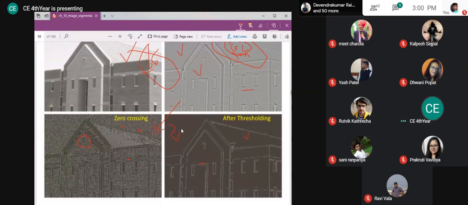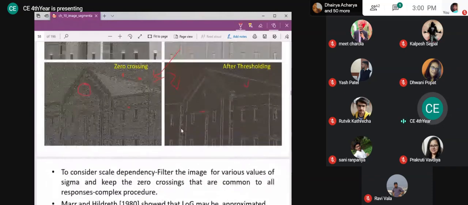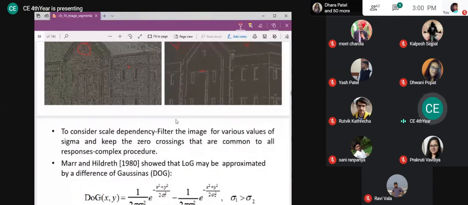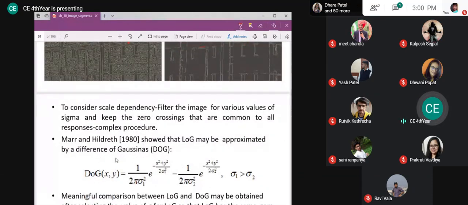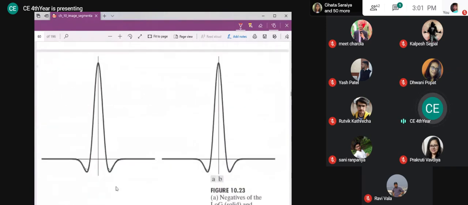So three steps: Gaussian, Laplacian, and zero crossing. One more point is that they further continued the research, and what they said is that it is not necessary to use LoG, not necessary to apply Gaussian first and Laplacian later. You can go with the difference of Gaussians as well. Then also you will get a similar kind of structure, a similar kind of Mexican hat operator.